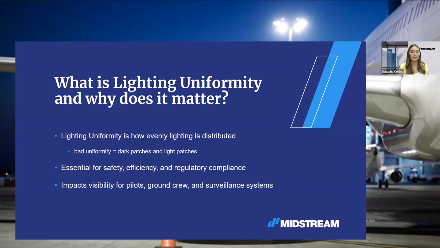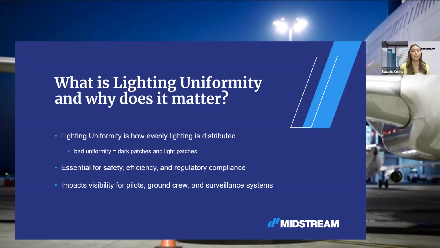So why is uniformity important and why does it matter? Uniformity is considered to be one of the most crucial aspects to ensure safety, to ensure compliance, and also efficiency. Uneven lighting or non-uniform lighting will cause problems for aircraft movement.